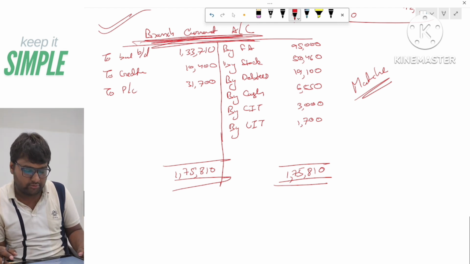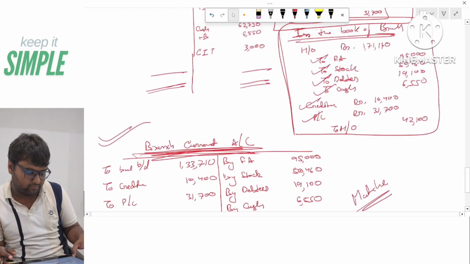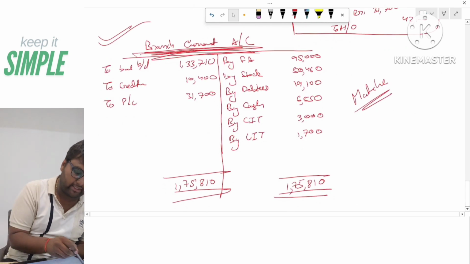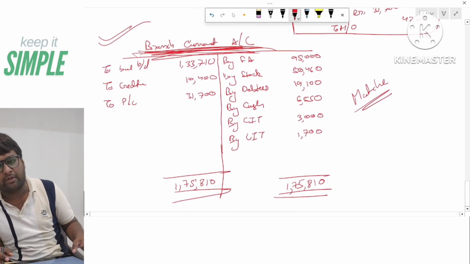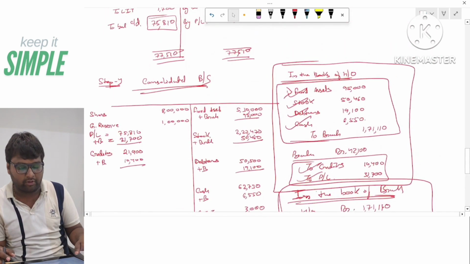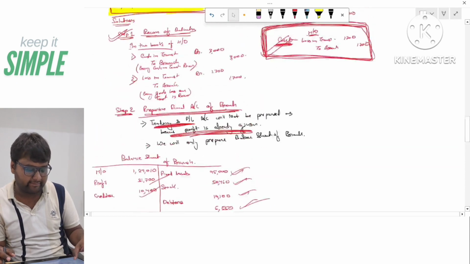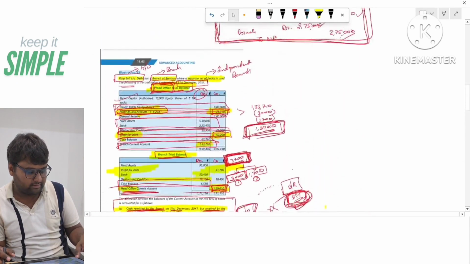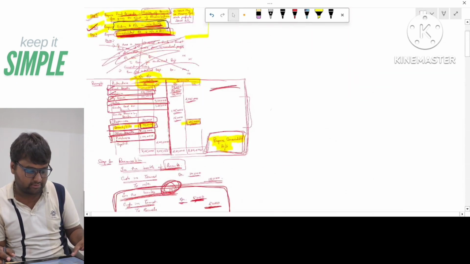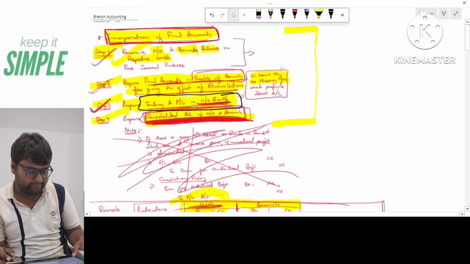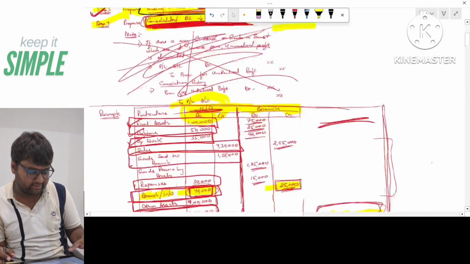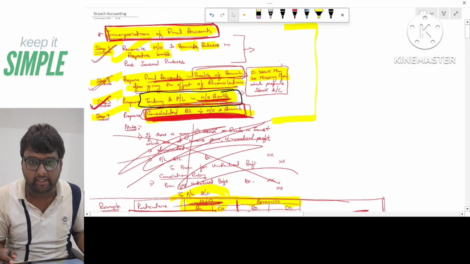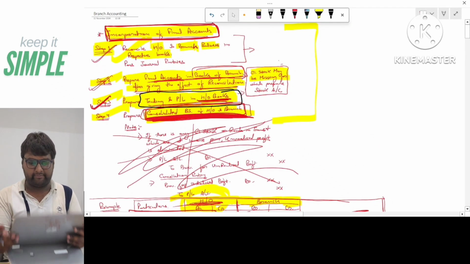Okay. So we saw one extra thing in this sum, that is preparing branch current account. Likewise we'll move forward and we'll do different types of sums in this chapter. So that's all for today. In the next class we'll do another type of sum. Okay. Thank you. Bye bye.